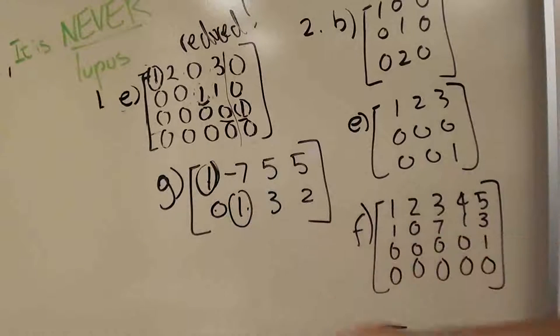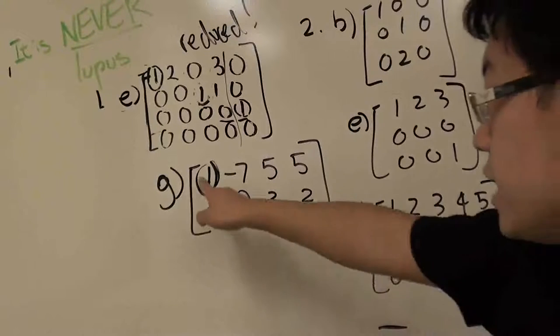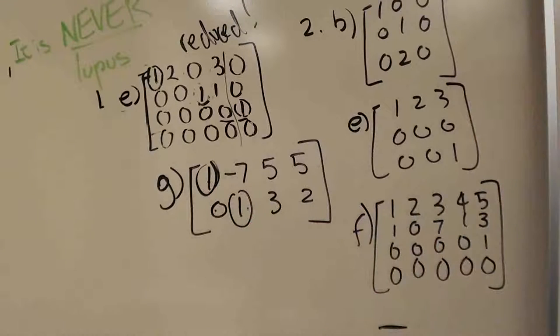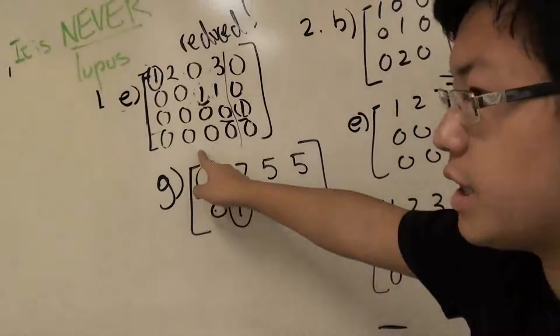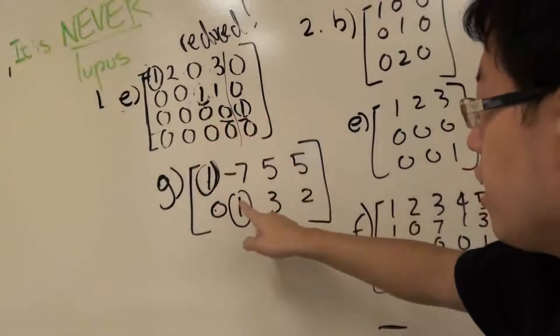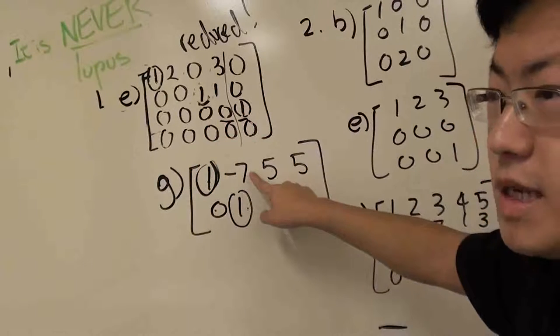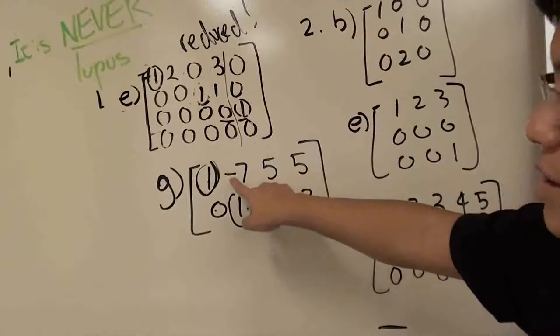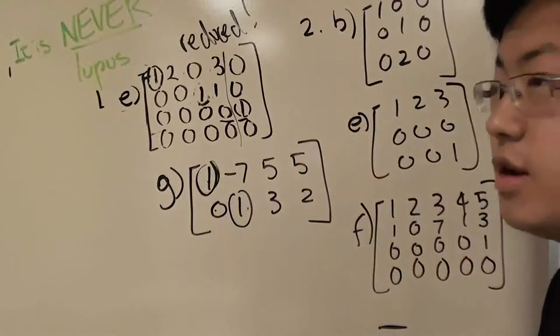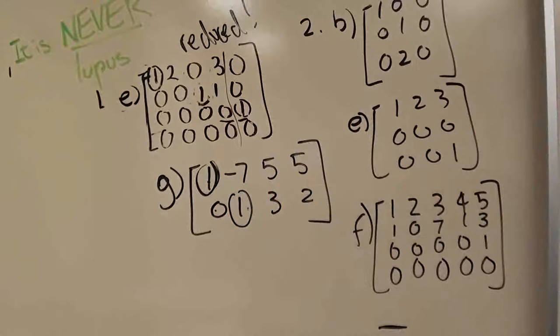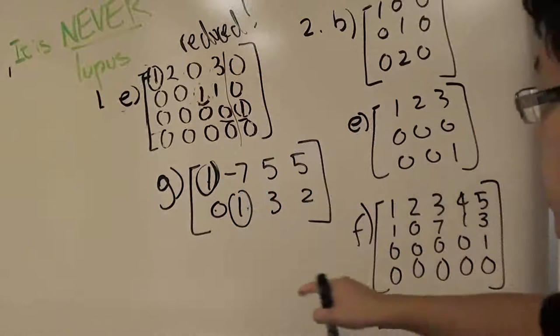However, is it reduced? The other two rules for reduced, as we talked about, are that leading entries are all ones. That is definitely true. We're almost there. But the last rule says above a leading entry is also zero. Above this one, there's nothing, so don't worry about it. We're good. But look at this one. Above one, it had better be zero if it's reduced. Is it? No, it's -7. Tough luck. We cannot fulfill that rule, therefore it cannot be reduced. So this one's just echelon form.